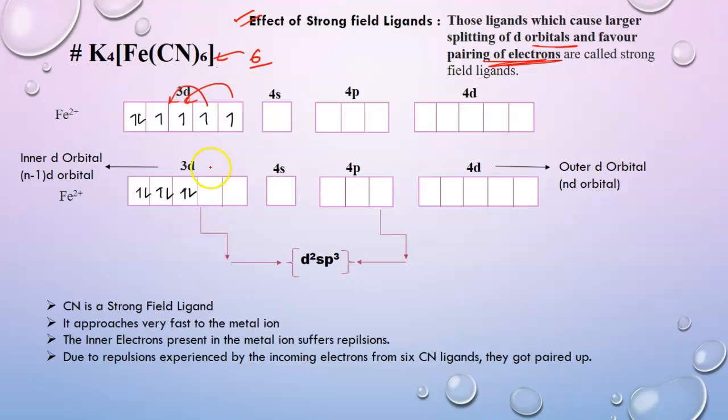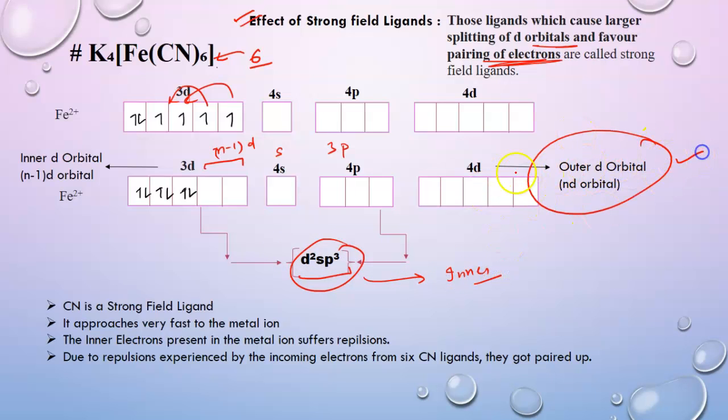So here we have 2 (n minus 1) d orbitals, 1 s, and 3 p. So how much is it? d2sp3. If the hybridization is going to be d2sp3, I have told you it is going to be an inner orbital complex. This is your outer d orbital and this is your inner d orbital. Understanding or not? I hope you have understood it well.